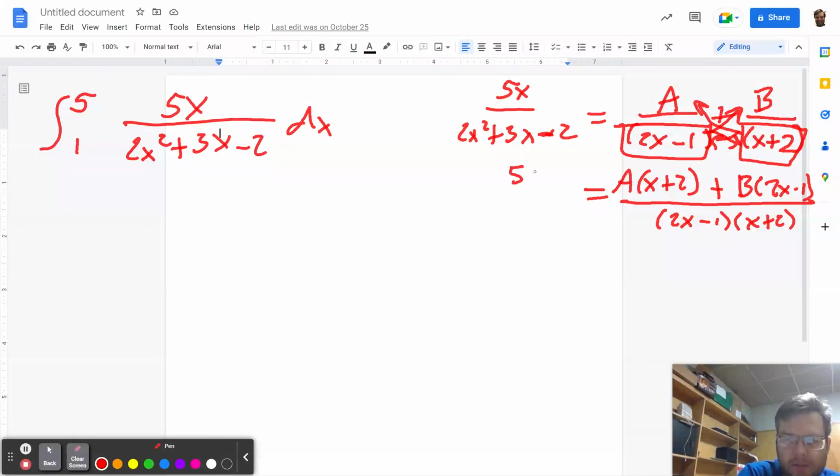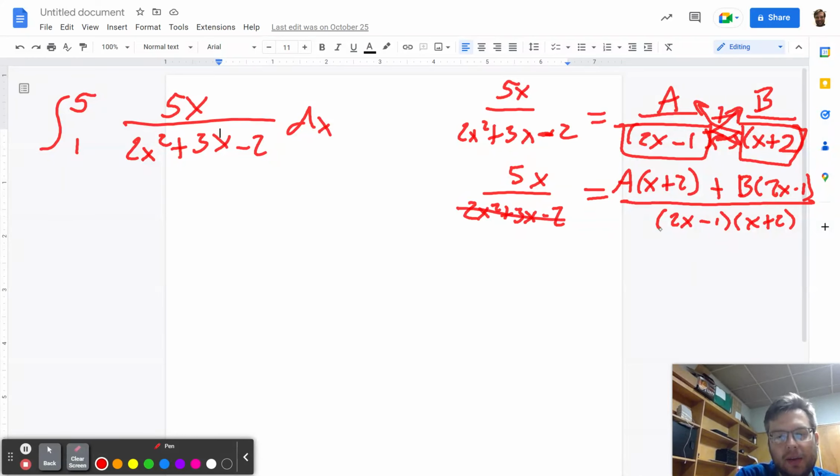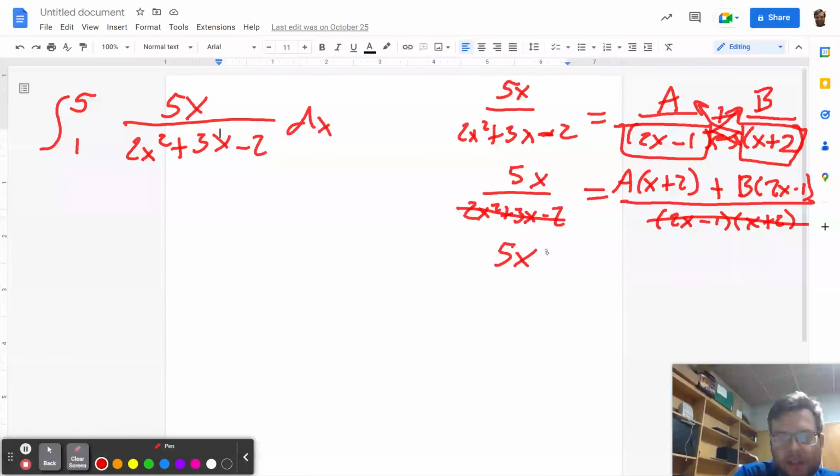And my goal is to make this decomposed set of fractions equal to the original one. But we know that the denominators are equal, so we don't need to worry about them. All we really need to make sure is that the numerators are equal. So this comes out to be actually a little system of equations. We have 5x equals ax plus 2a plus 2bx minus 2b. I just distributed it out.